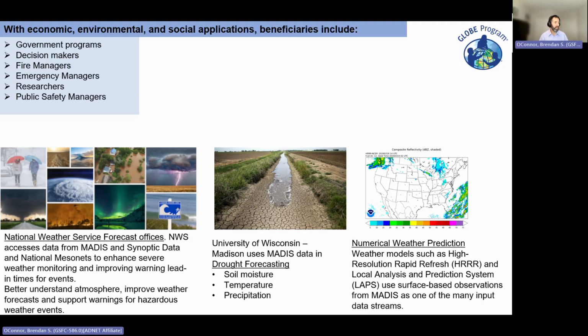There are hundreds of universities internationally that use data from both Synoptic Data, MADIS, and from the Mesonet system. And this example in the middle is from the University of Wisconsin-Madison, who use 3 main variables: soil moisture, temperature, and precipitation in drought forecasting. And that allows the agricultural community to identify when conditions are perfect for planting, and what sort of irrigation is needed.